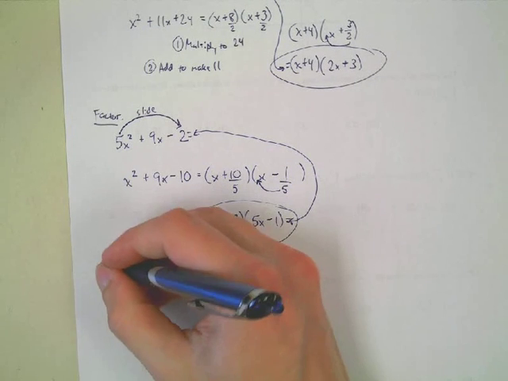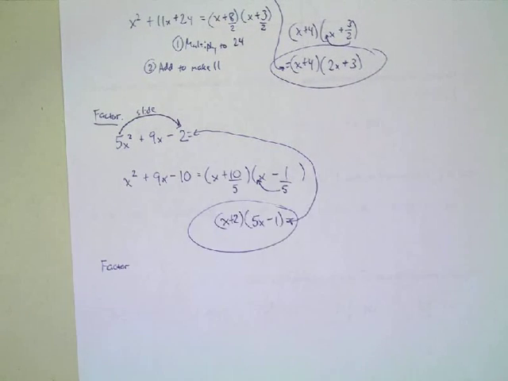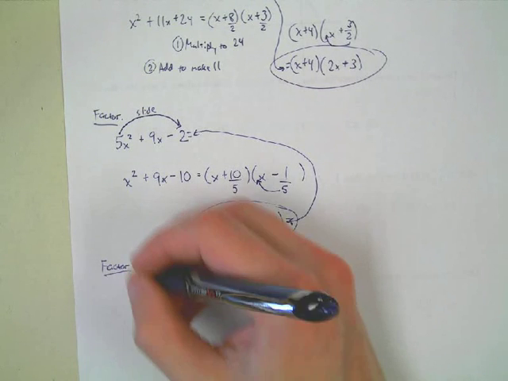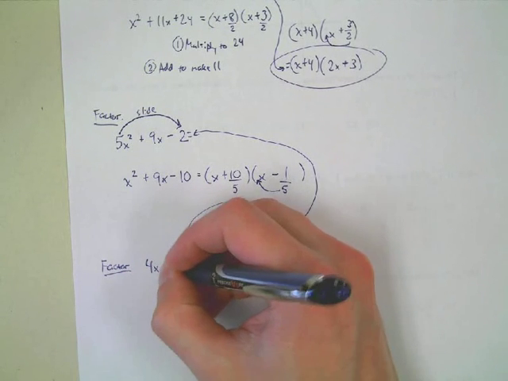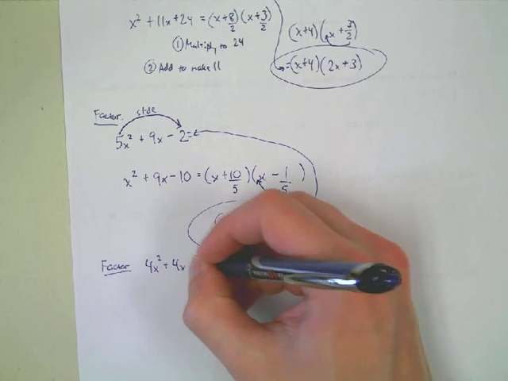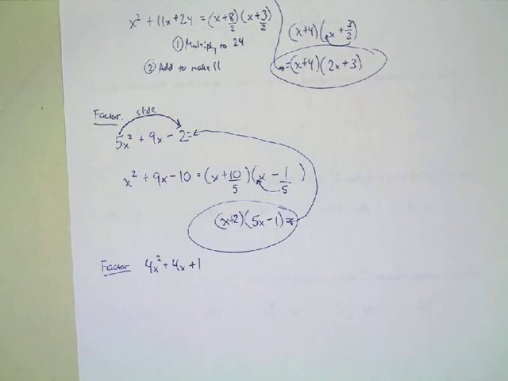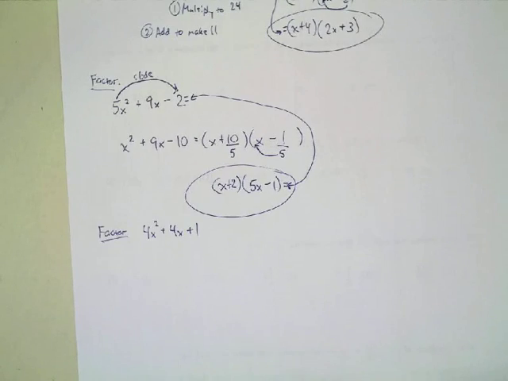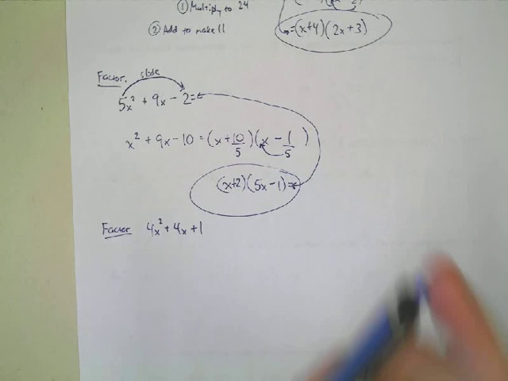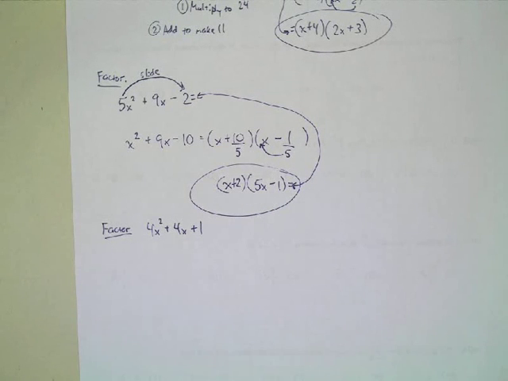All right, let's factor 4x squared plus 4x plus 1. In fact, why don't you go ahead and give this a try on your own? 4x squared plus 4x plus 1. You're going to have to slide and divide, so give that a try.